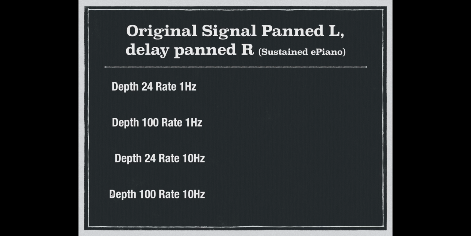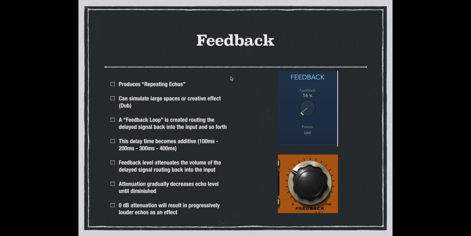And I just want a quick note that the time differential between my left and right side is independent of these modulation depths and rates. It has to do with your delay time, and what we're hearing now is probably around 150 milliseconds. Feedback. So this is going to be a very useful parameter within your delays. The feedback is your control that creates these repeating echoes.